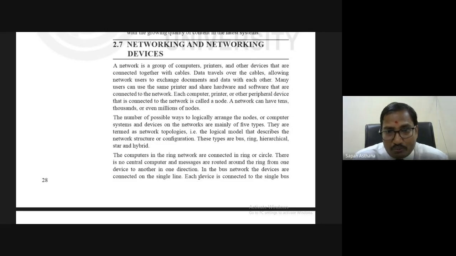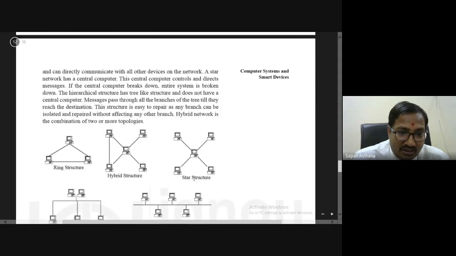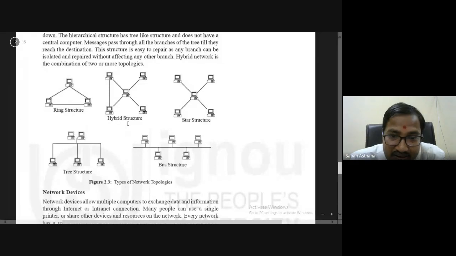The network is the group of the computers, printers and other devices that are connected together with the cables. ओके, अगर आपके ऑफिस के सभी सिस्टम एक साथ कनेक्ट हैं, तो उसके लिए आप जो वर्क करते हैं वो सब आपका नेटवर्किंग है. देखिए आप, रिंग स्ट्रक्चर, हाइब्रिड स्ट्रक्चर, स्टार स्ट्रक्चर, ट्री स्ट्रक्चर, बस स्ट्रक्चर, किस प्रकार से आपके टाइप्स ऑफ द नेटवर्क टोपोलॉजीज. तो अक्सर ये प्रश्न आता भी है कि नेटवर्क टोपोलॉजीज क्या है, तो आपको बताना होगा. Hybrid network is the combination of the two or more topologies.